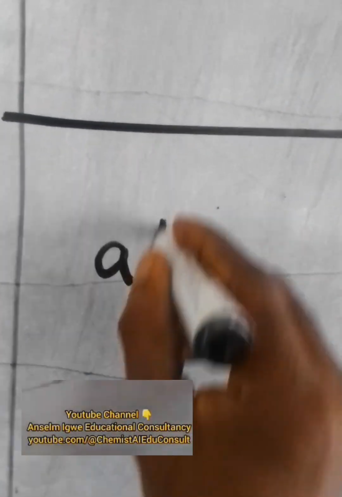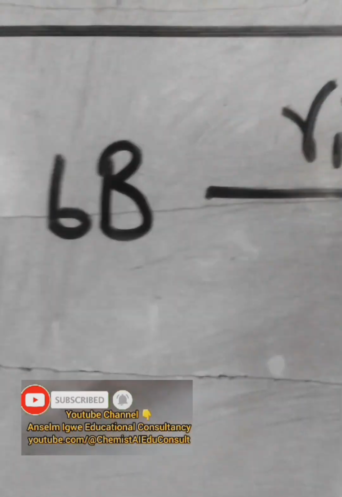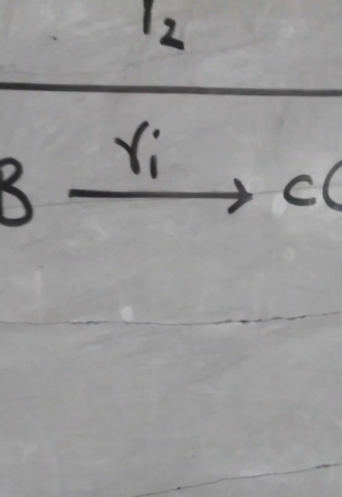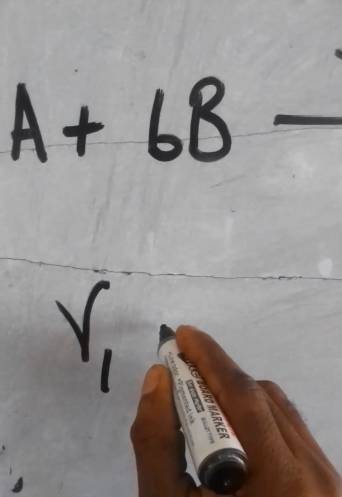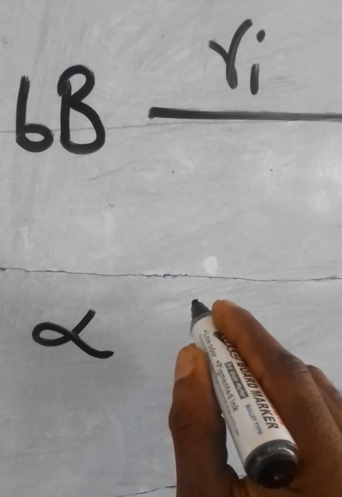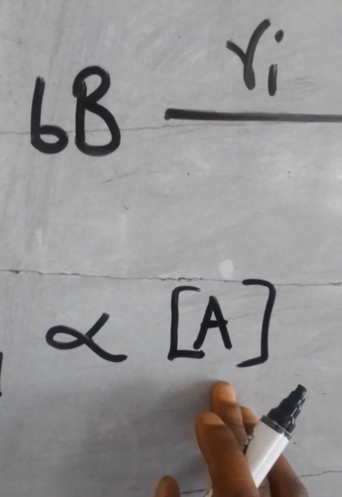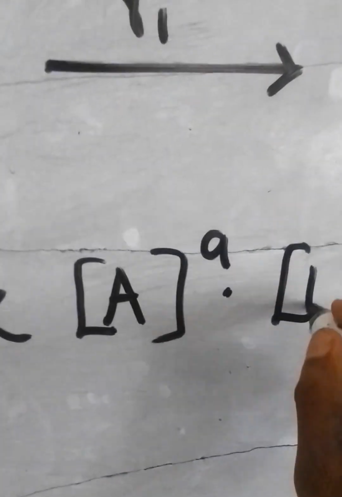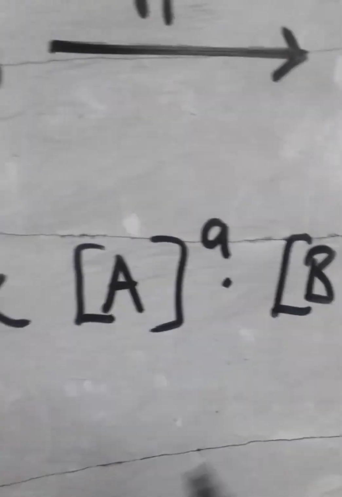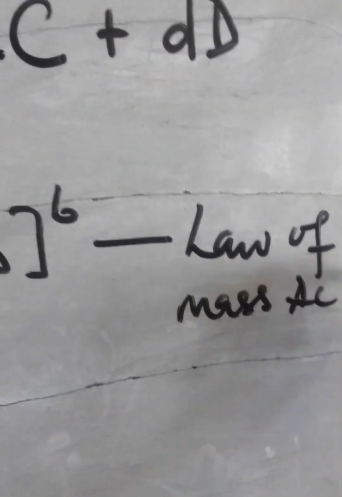a moles of A plus b moles of B reacts to give c moles of C plus d moles of D. This is the forward reaction. So from the law of mass action, the rate of reaction is proportional to the active masses of the reactants. This is the concentration of reactant A raised to power the number of moles, which is the active mass, times the concentration of reactant B raised to power the number of moles. This is the law of mass action.